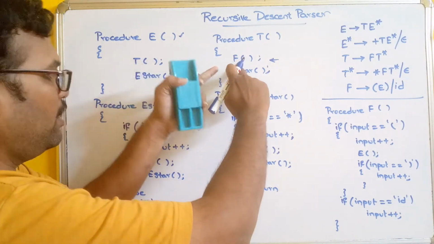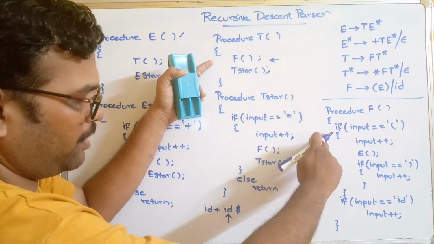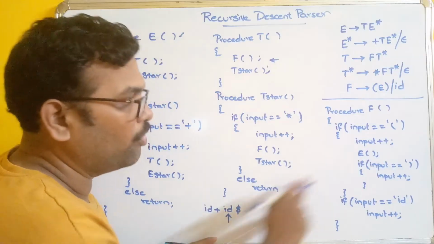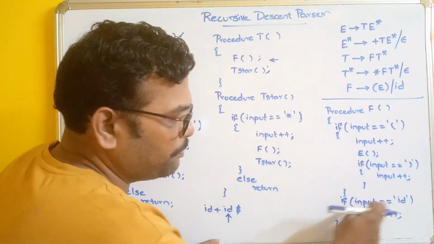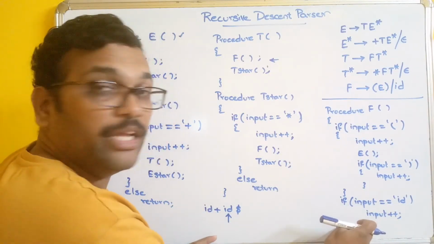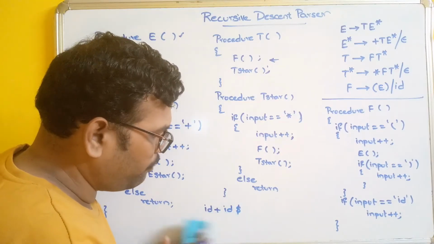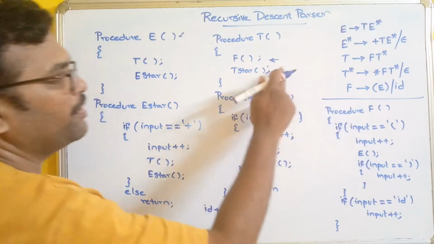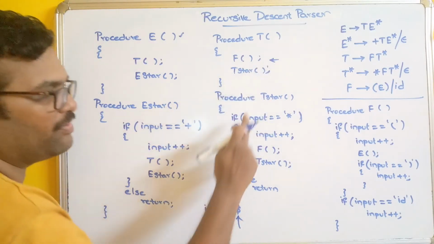F, again the control moves to here. So what happens? If input is equal to less than, no, false, comes here. Input is equal to id, true, input plus plus. So this input pointer will be pointing towards the dollar. So from where it has been called? From here, t star. So it will come here.